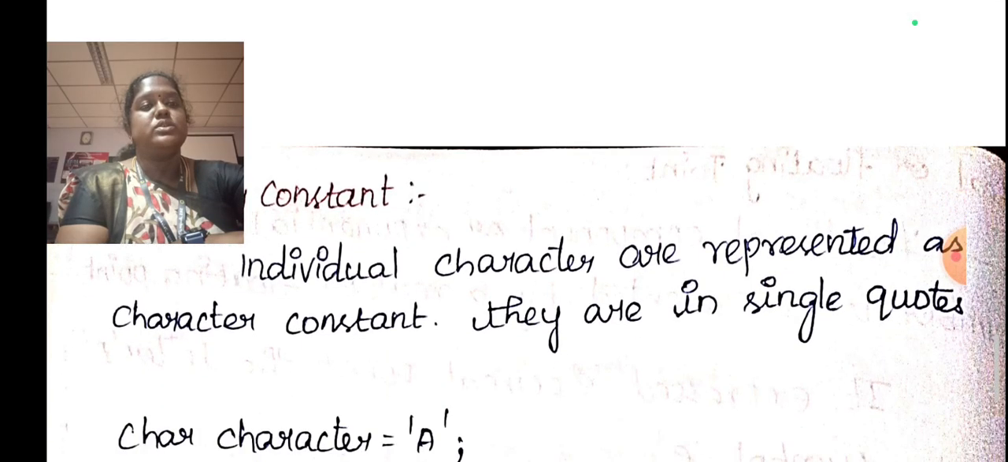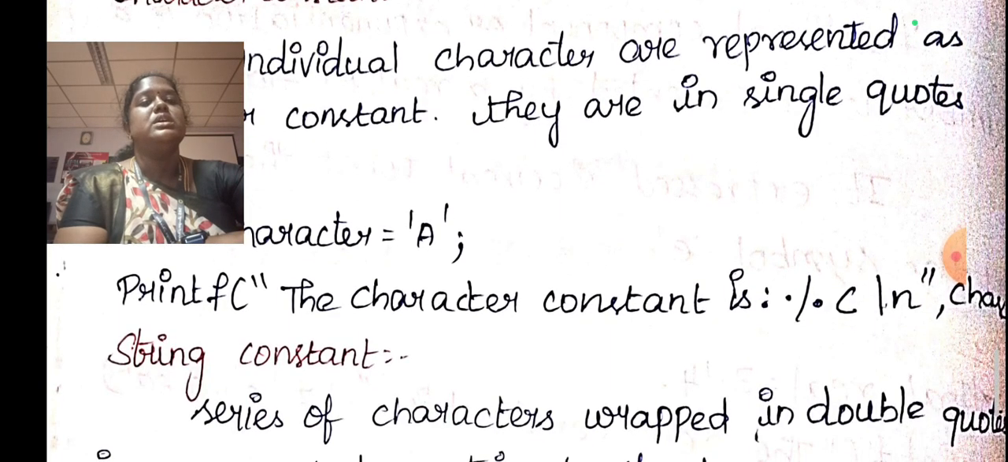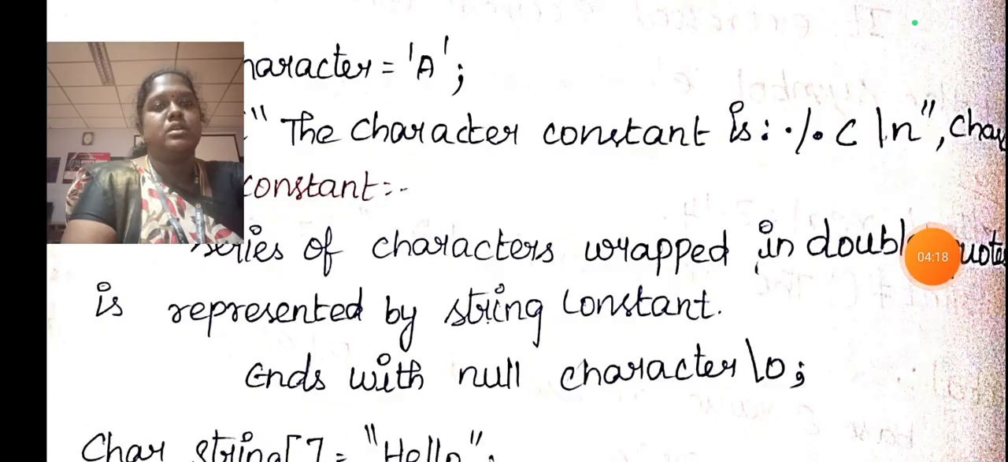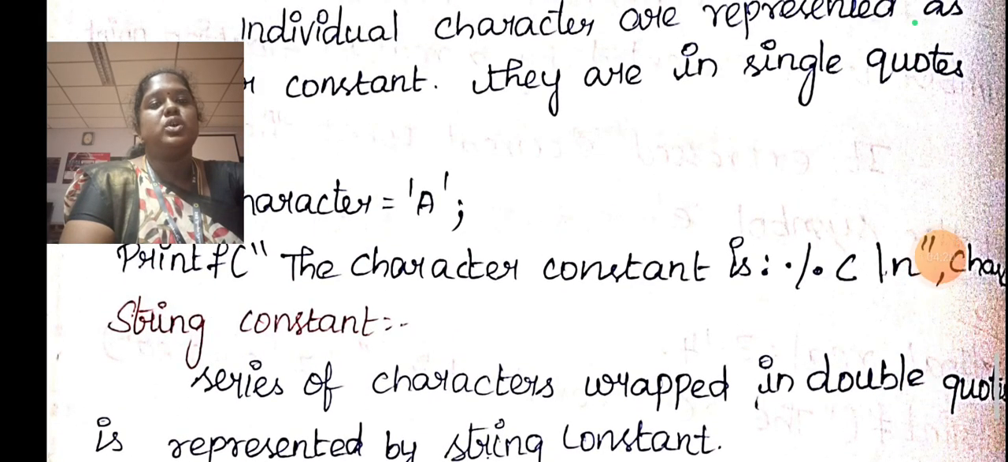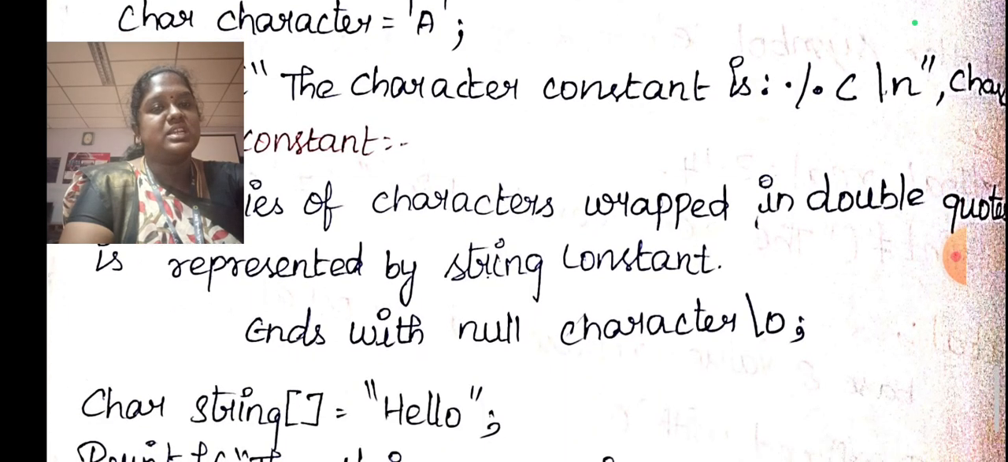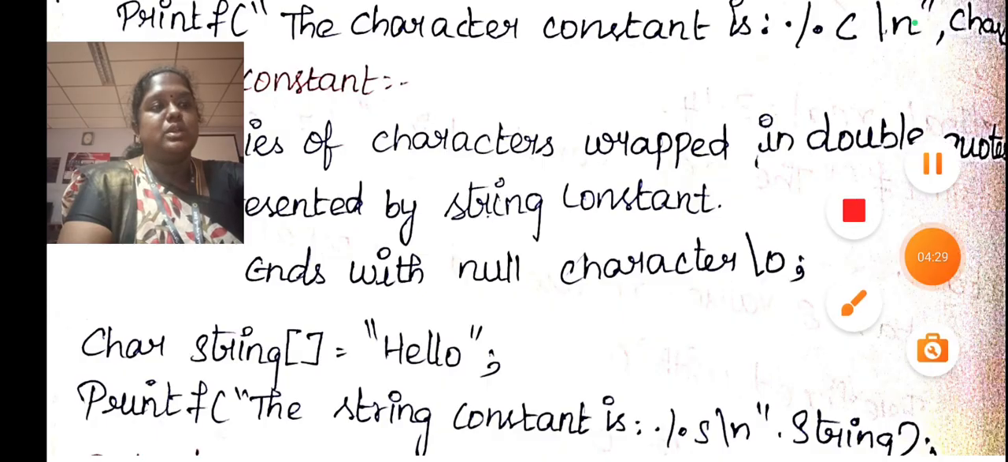Character constants: individual characters are represented as character constants. There are single quotes around a character constant. char character = 'A'. String constant means a series of characters wrapped in double quotes is represented by a string constant. It ends with a null character. char string[] = "hello".